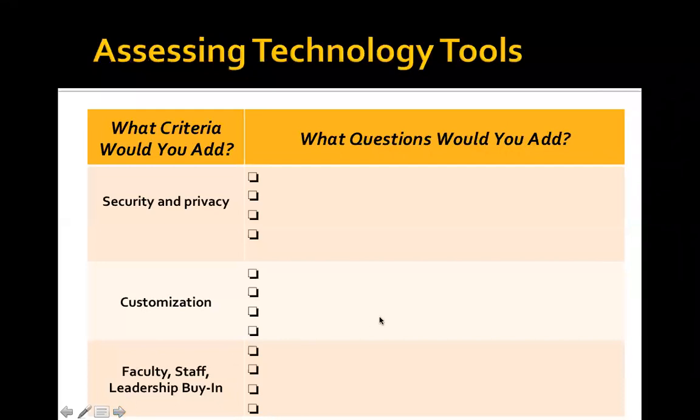So, your turn. We have some ideas of criteria that we would add here, and we were curious to know, what do folks in the audience see missing from this rubric? What other things do we want to be thinking about at the system level for assessing technology tools?